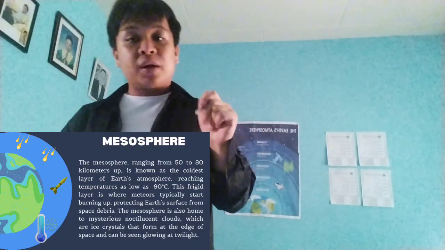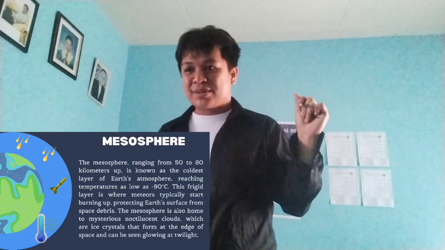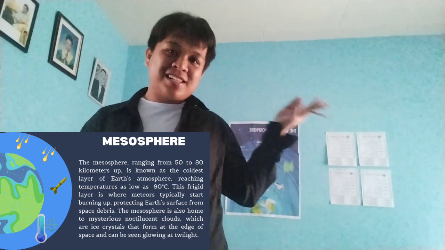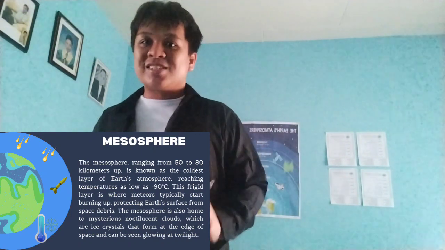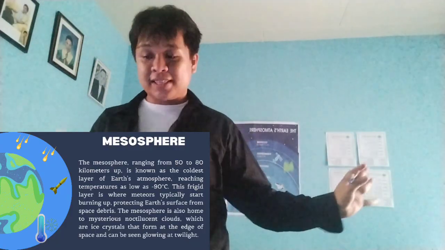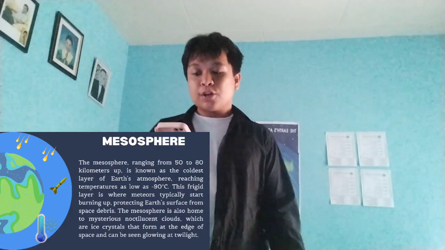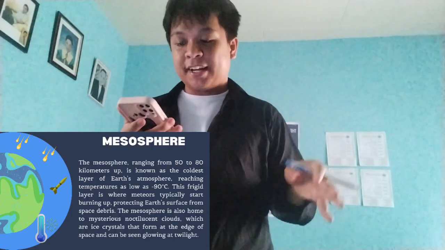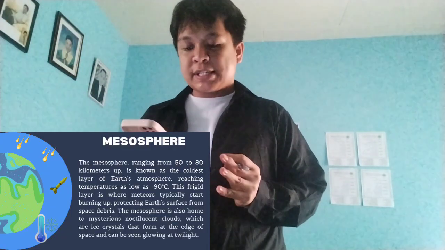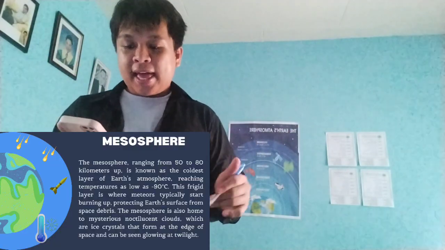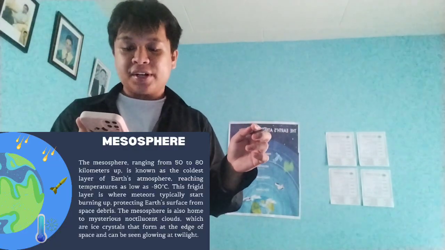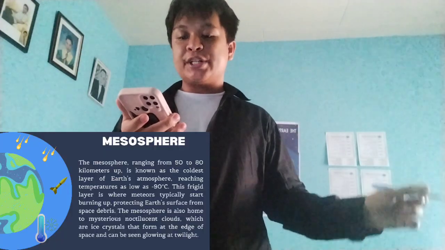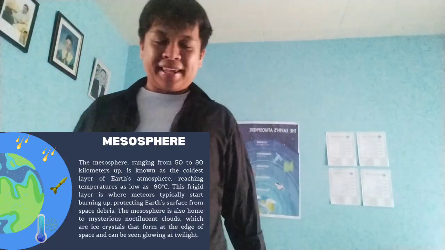So when we talk about negative 90 degrees Celsius, then it is more likely that it already has ice crystals in it, or somewhat like there is already snow forming or ice building up in these layers of the atmosphere. So this frigid layer is where meteors typically start burning up, protecting Earth's surface from space debris. And the mesosphere is also home to mysterious noctilucent clouds, which are ice crystals that form at the edge of space and can be seen glowing at twilight.